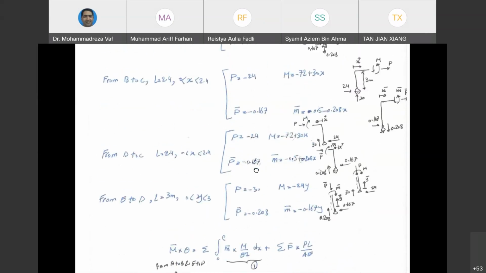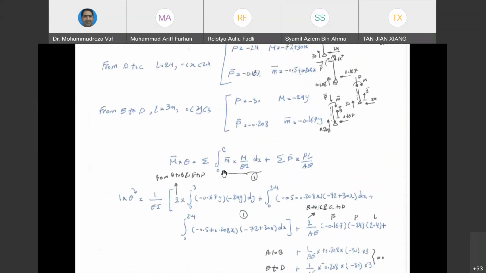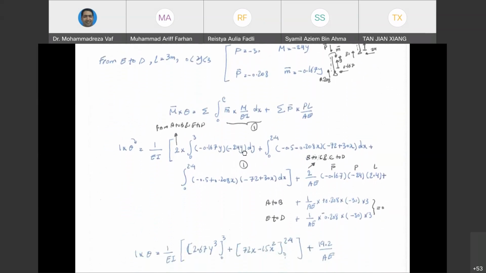So right now that we have all those P, P bar, M, and M bar, you just need to put it inside this equation and calculate how much is the bending moment inside, how much is the rotation inside your frame. So we have done this calculation.